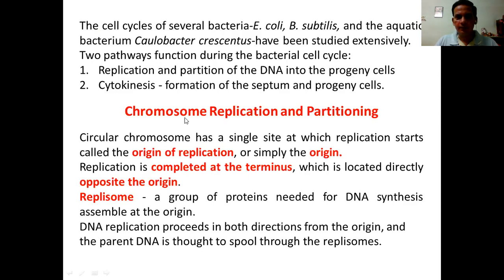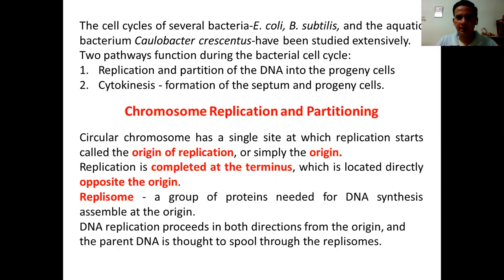So when we talk about chromosome replication and partition, all of you might be aware that the bacterial chromosome, or the DNA content, is a circular one. In that circular chromosome, there is a single site at which the replication starts, which is called the origin of replication, or simply the origin. Replication starts at this origin and completes at the opposite end, which is known as the termination site, opposite to the origin.